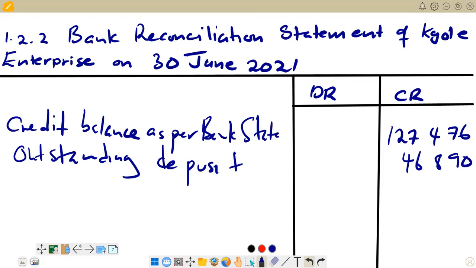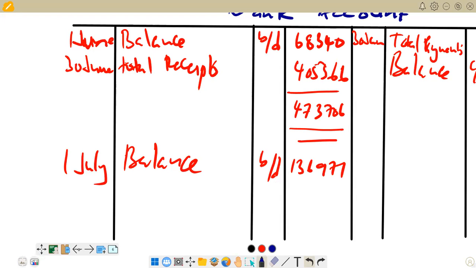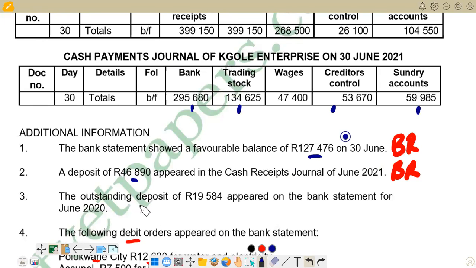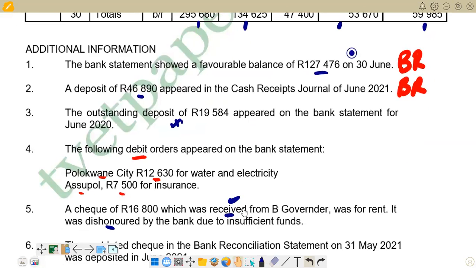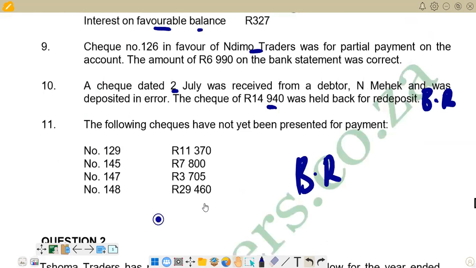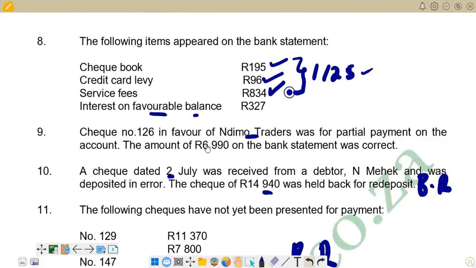Then we go again to check what next we have. Right. Outstanding deposit, we've entered it. This also appeared on the bank statement for June 2020. This one is already entered, so it's not going to affect. Right. We can check again where bank reconciliation is being affected. We are going down. Remember, we've already indicated where bank reconciliation is being affected. We are now here.